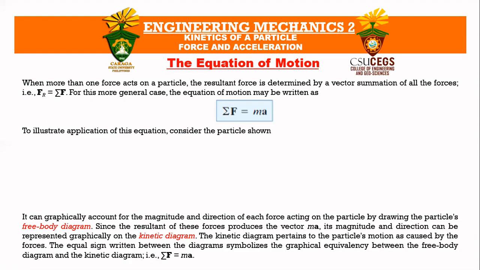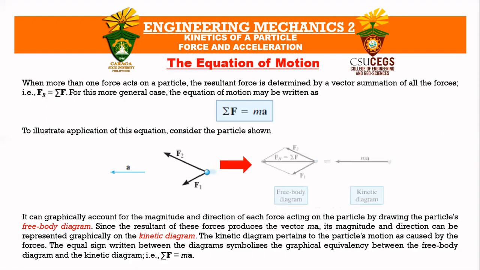To illustrate the application of this equation, we consider the particle shown. This is the particle, and on the particle we have two forces acting on it, F1 and F2. The movement is going to the left, as shown by the arrow, so it is accelerated to the left. And what we have here is an illustration which defines the free body diagram and also the kinetic diagram.